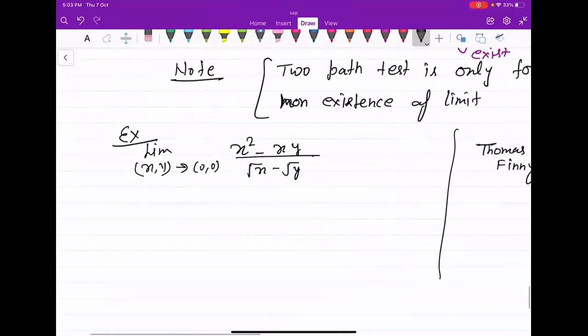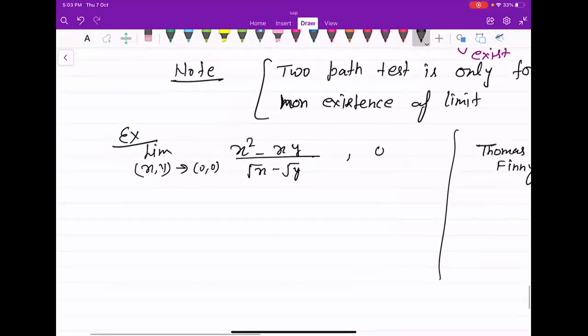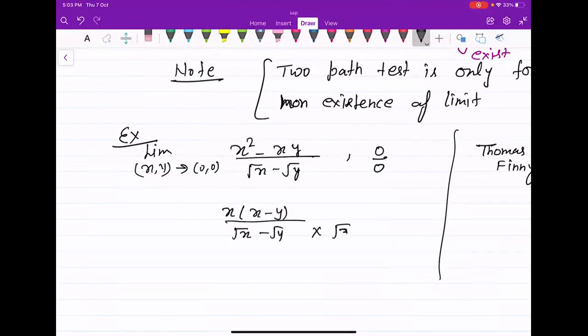Ma'am, is the answer 0? Again, you are getting 0 by 0 form. Whenever you are getting this 0 by 0 form, this is an indeterminate form, then what we will do? We will try to rationalize. Yes. So we will take x common. So x minus y upon under root x minus under root y. So we will rationalize it, the same procedure as we have discussed, and then we will try to find the limit.